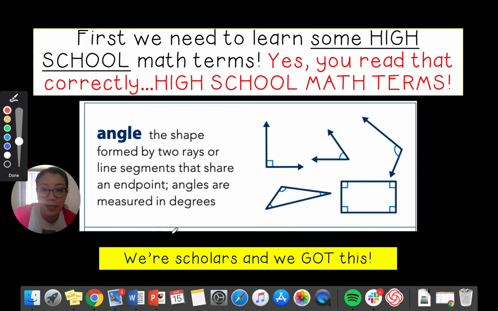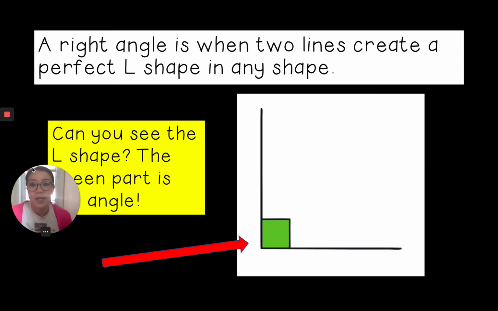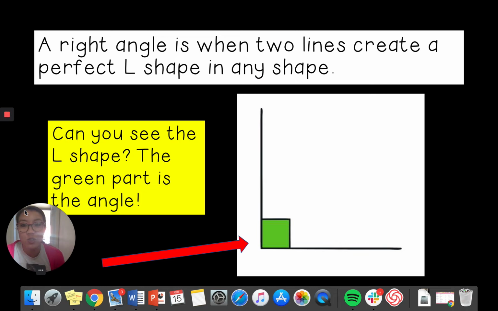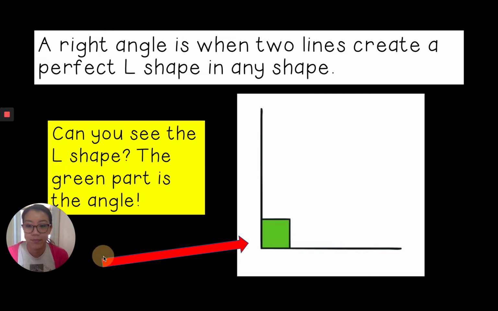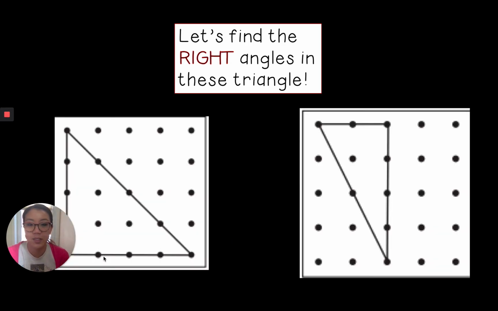So in the next slide, can you see the L shape? The green part is the angle, okay? So do you see the L shape? This is a line and this is a line. Right here would be the angle, kind of like in the corner of where my thumb and my pointer finger meet, right there in the corner, okay? So that is where the angle is.